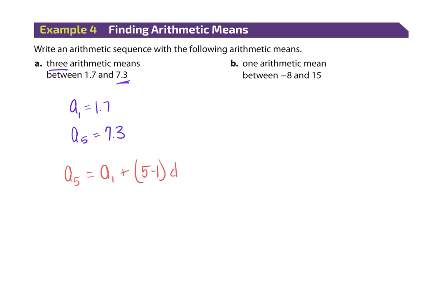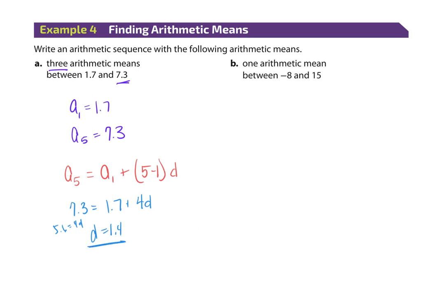You're going to do exactly what you did here. Plug it in. 7.3 should equal 1.7 plus 4 times D. Subtract and divide. You're going to get D equals 1.4. So if you subtract, you get 5.6 equals 4 times D. When you divide, that's 1.4. Okay? So your common difference here is 1.4.